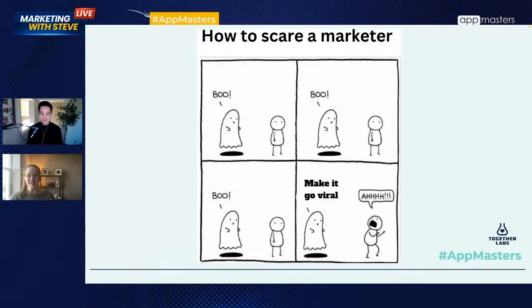And then how to scare a marketer here for the holiday season. You've got the little ghost trying the very best that the ghost can, keep saying boo. And then finally, make it go viral. Oh, every marketer's panic attack here. You know, there's some sort of special sauce that happens. You can't really calculate it. But I think this goes to say, keep trying, keep getting out there. And then you know what? Eventually one of the things will go viral and you're going to get so many app downloads. I love it. That is funny.